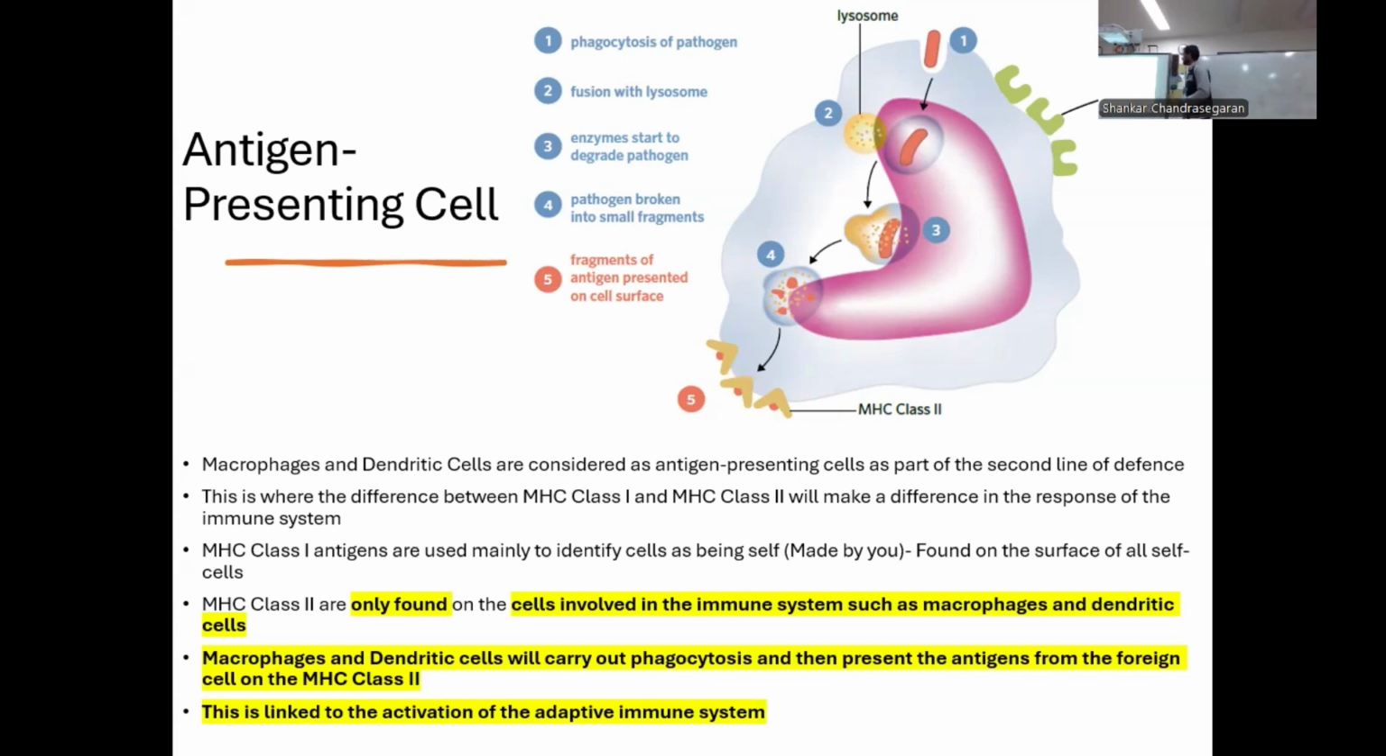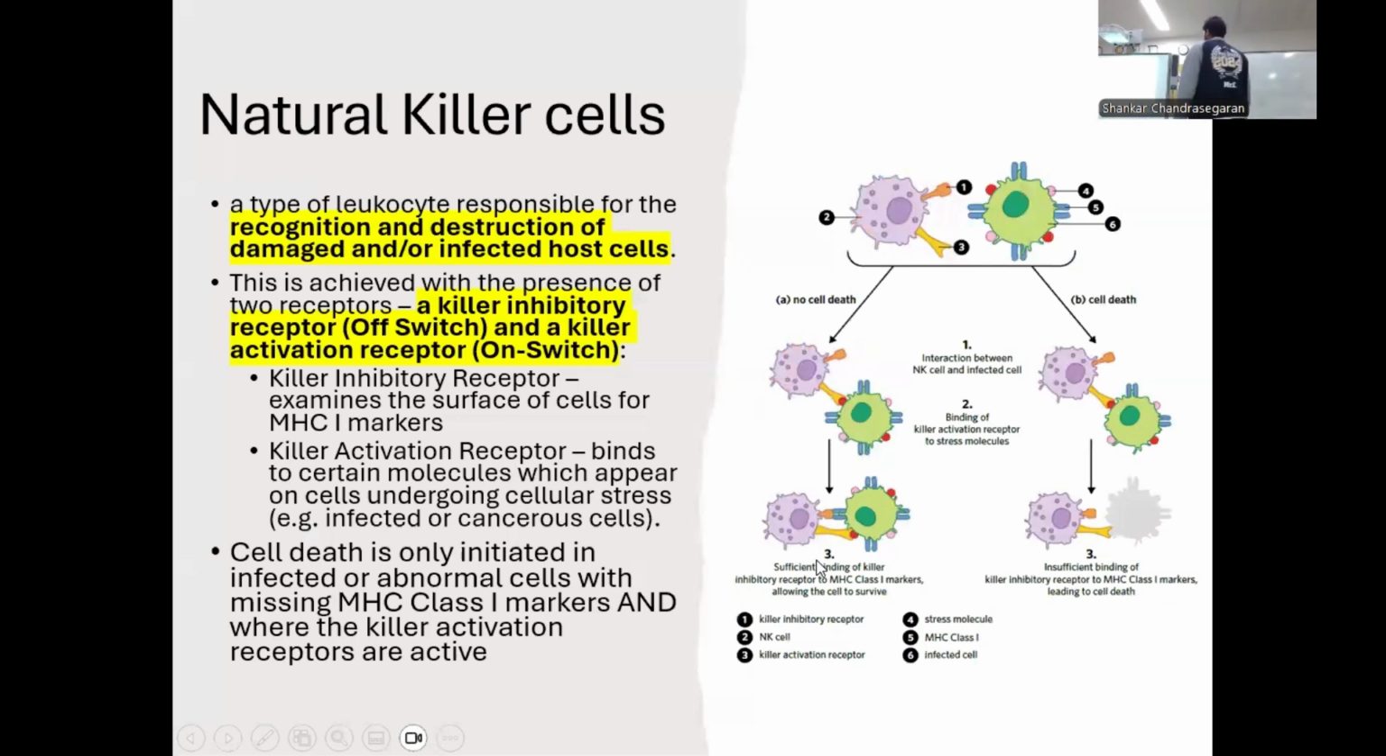So these MHC class 2 markers are only found in cells that are involved in the immune response, such as macrophages and dendritic cells, and they will basically move around in your immune system until they find the cells that they need to show this to, at which point they will trigger those cells as well. Okay, so this presenting of antigens is related to the third line of defense, which is the activation of your adaptive immune system. So this will come in handy when we're doing the third line of defense.